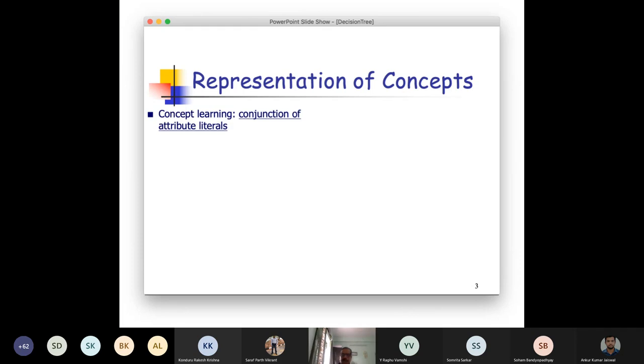And in particular, we have put certain restrictions on the representation of a concept, like conjunction of attribute literals. So we can consider that is the only form of representation of a concept.